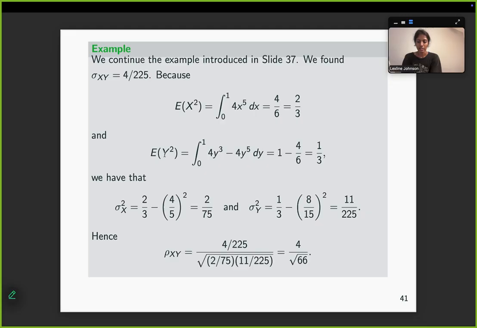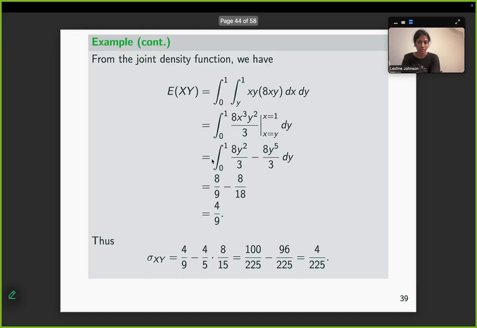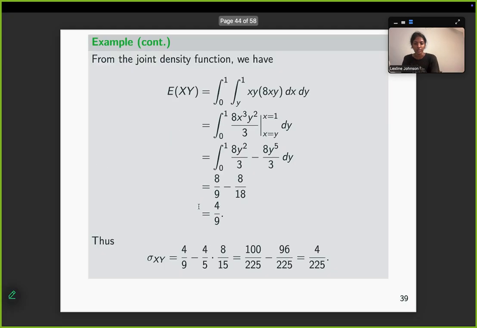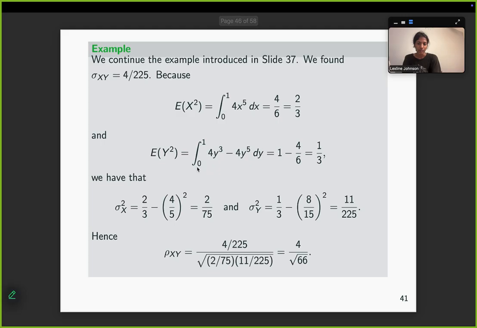And then we can do the same thing with y. So we get our expected value of y squared. We take our value from previously, which should be over here. So we have 4y minus 4y to the third, and instead of just multiplying it by y, we multiply it by y squared. And then we calculate our integral from 0 to 1 with respect to y, and we get 1 over 3.